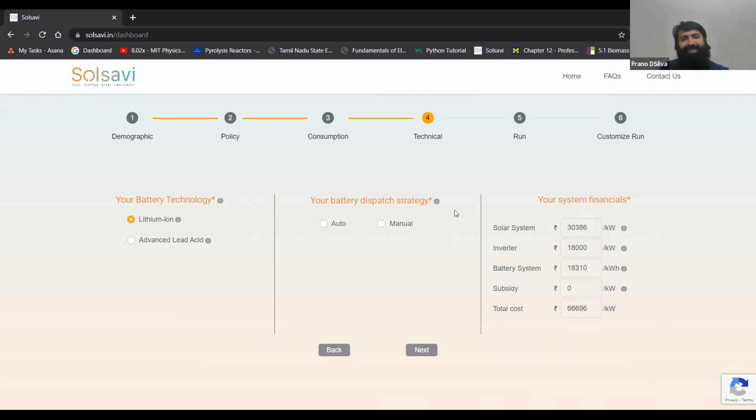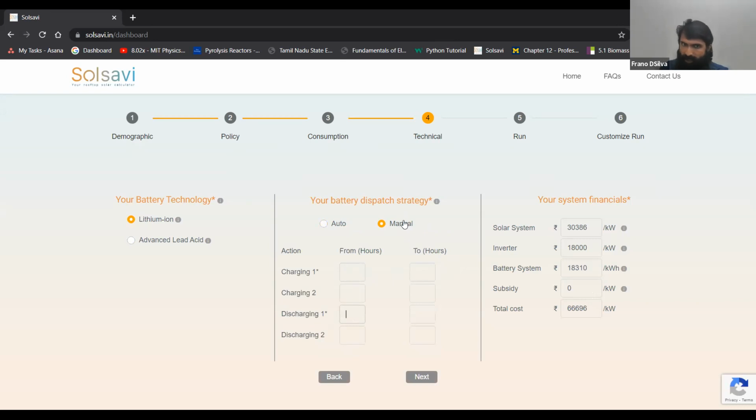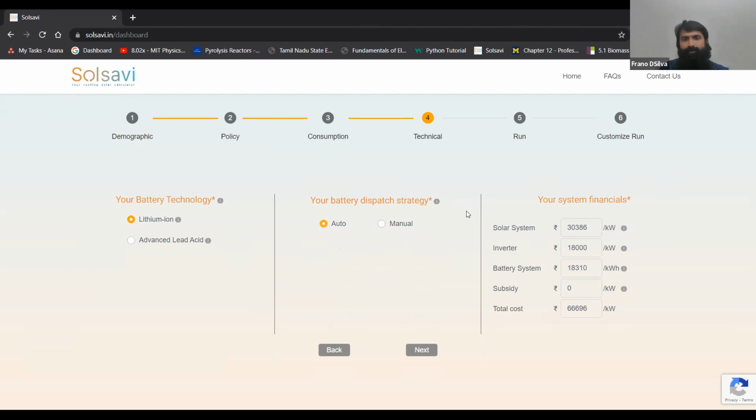For dispatch strategy, we select the auto dispatch strategy, or we could define a charging time and a discharging time in the manual dispatch strategy. For this simulation, we move forward with the auto category.